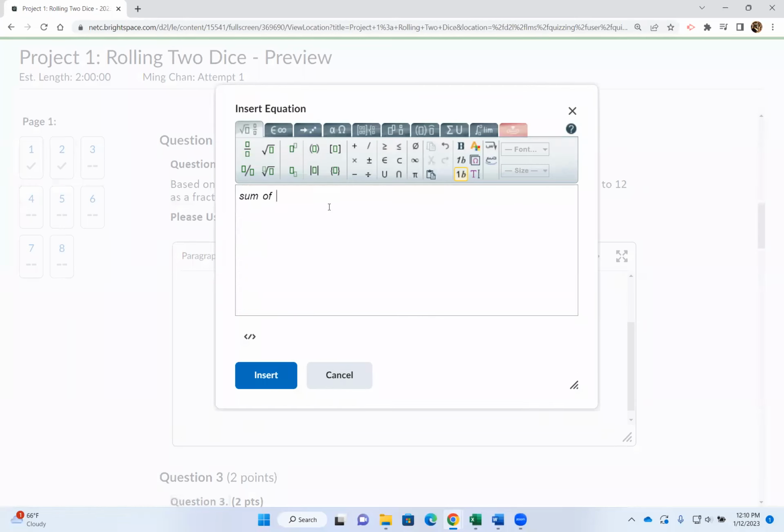Whatever you roll, okay, use a fraction bar, however many times you roll out of 100. Okay.